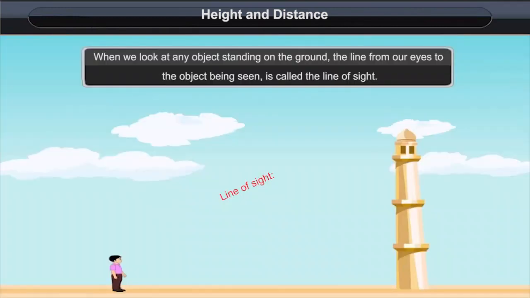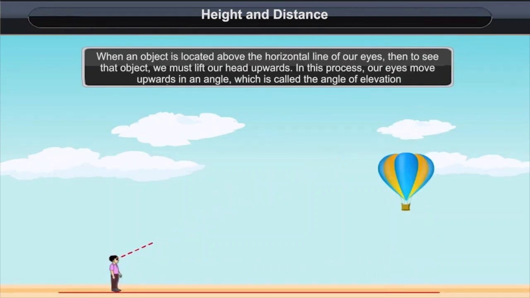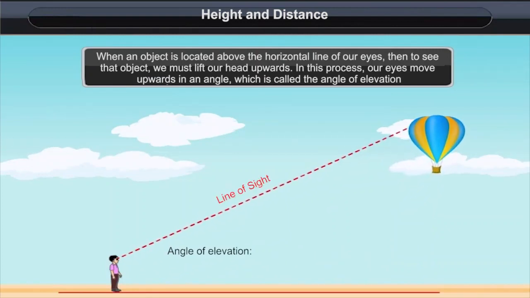Line of sight. When we look at any object standing on the ground, the line from our eyes to the object being seen is called the line of sight. Angle of elevation. When an object is located above the horizontal line of our eyes, then to see that object, we must lift our head upwards. In this process, our eyes move upwards in an angle which is called the angle of elevation.